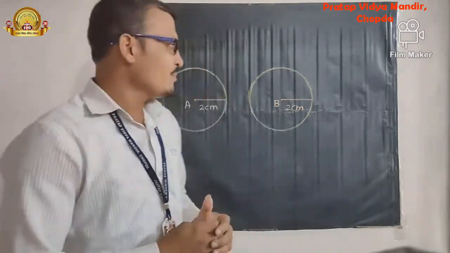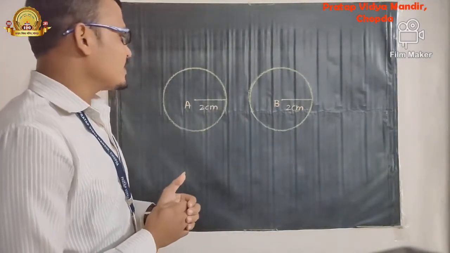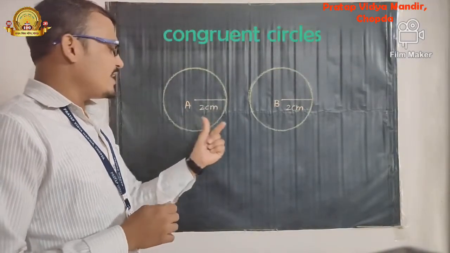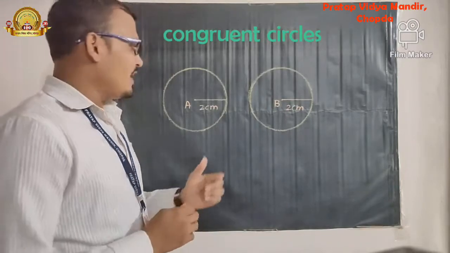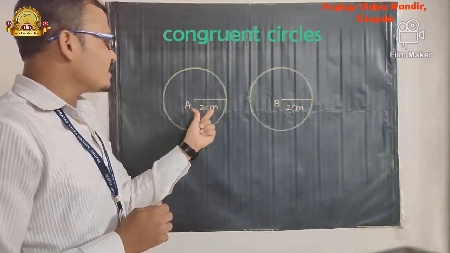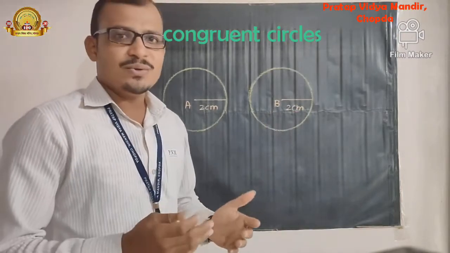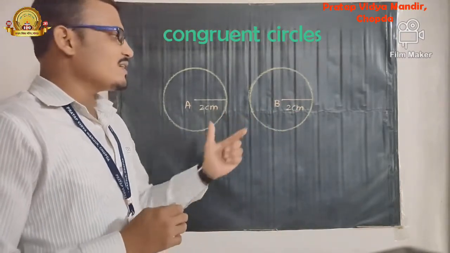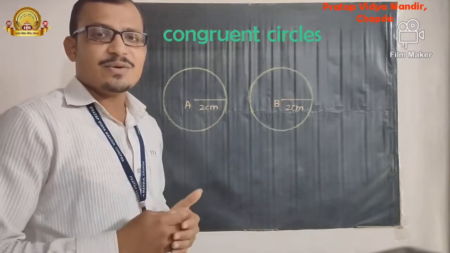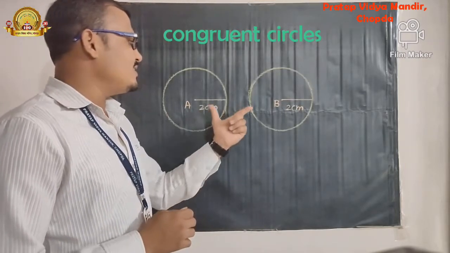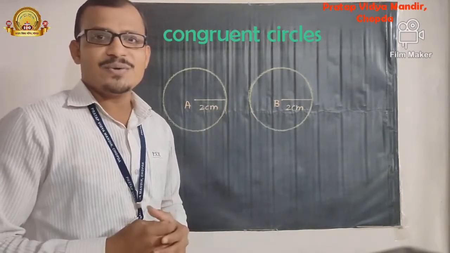For example, here we have two circles, the first circle with center A and the second with center B. Clearly, the radius of the first circle is 2 cm and the radius of the second circle is also 2 cm. So these two circles have the same size as they have the same radius, and hence these two circles are congruent circles.